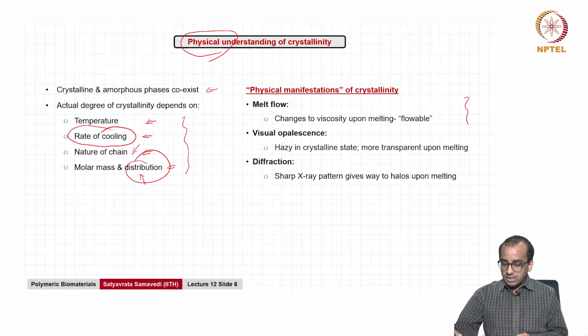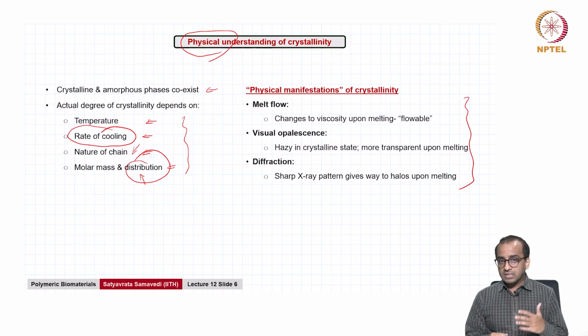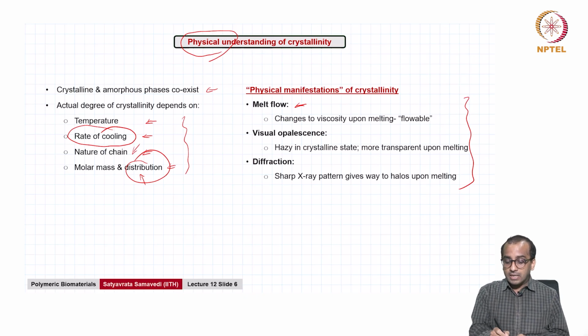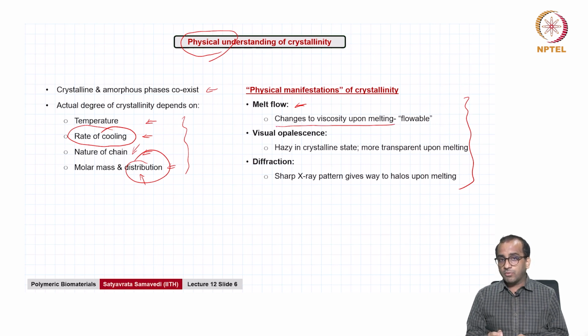Now, we are looking here at three different physical manifestations of crystallinity, and these are things that you can observe during phase transitions. Melt flow, for example: when you heat a semicrystalline polymer and all the crystalline domains melt, you see changes to viscosity upon melting, and you get a viscous melt that starts to flow. So, that is one manifestation of crystallinity that you can observe.